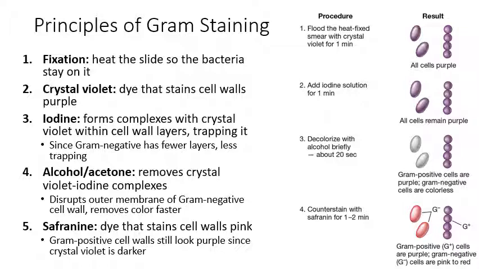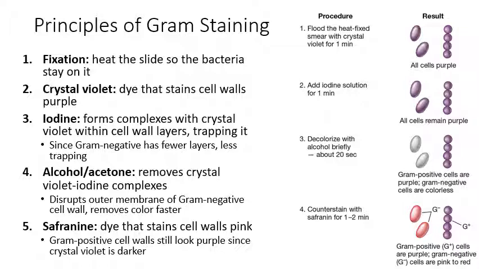So first you're going to stain by submerging that slide in crystal violet dye. That dye is going to stain all the cell walls and it's purple. Then you apply iodine, which kind of grabs the crystal violet and you get these complexes of crystal violet and iodine that are embedded in the cell wall and they kind of get stuck in there. So the crystal violet makes the cell wall purple, but the iodine sticks the purple on there so it can't come off.